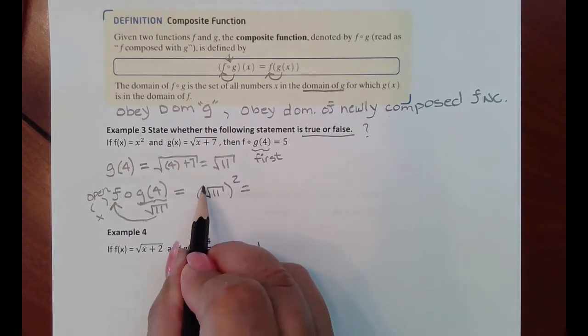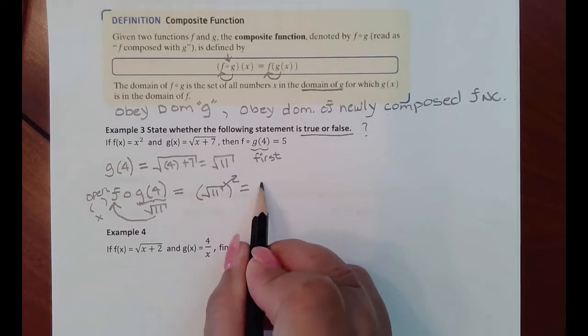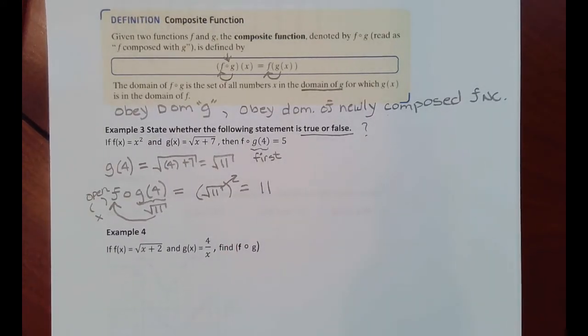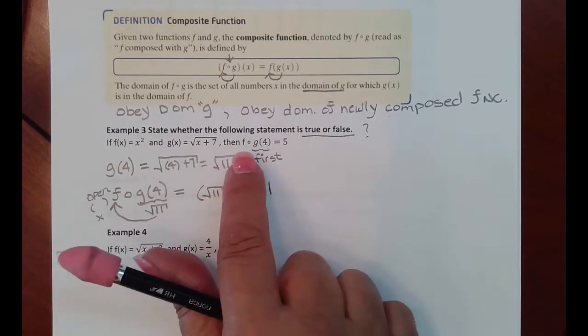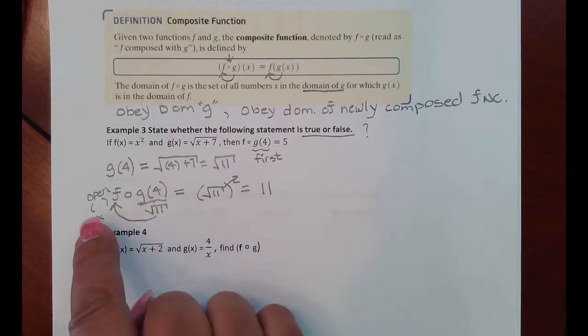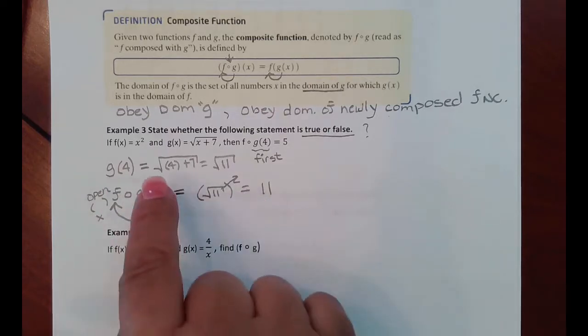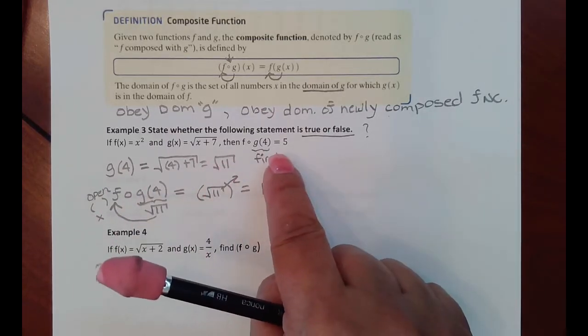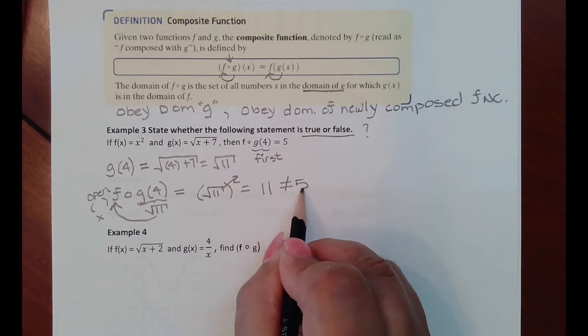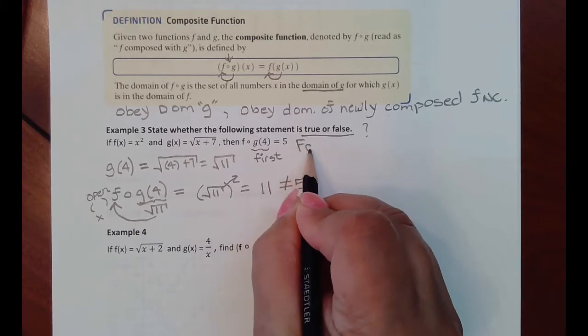Squaring dissolves this square root, so these cancel each other. Out comes the 11, and that is your final answer. Now the question was, when you do f composed of g of 4, which we just did here, we did the g of 4 first, then we plugged it into f, we got 11. Is it equal to 5? No, it is not. This is not equal to 5, so this is false.